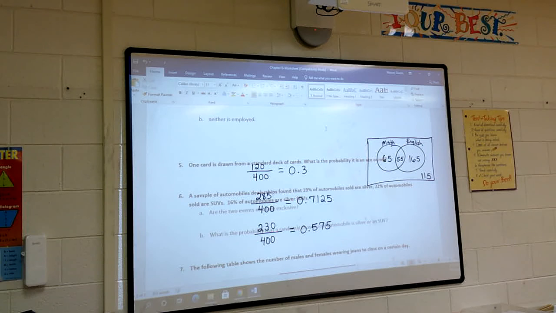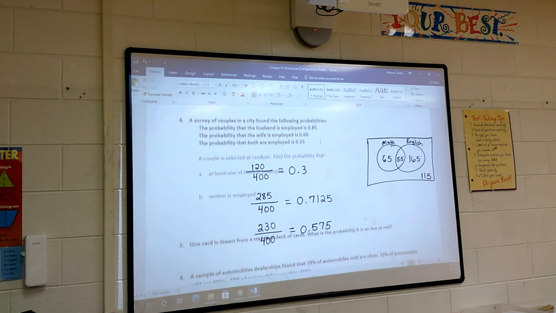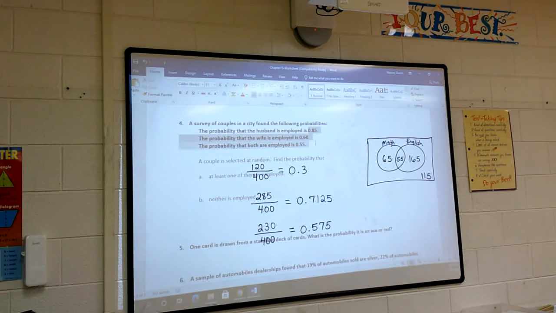Again, in some Venn diagrams, like starting with number 4, it may just have the probabilities. You're still going to approach that the same way. You're just going to have the probabilities instead of the numbers. And like these numbers for math and English had to add up to 400, the probabilities will have to all add up to 1. So don't forget the part in the bottom right. So if you finished your Venn diagram, you add up all your probabilities. If they don't add up to 1, you've got to find the part that's not in either circle, the part that's in the bottom right, that's neither. So in the case of number 4, you would have to find the part that neither the husband or the wife is employed. That would be in the bottom right corner of your Venn diagram.